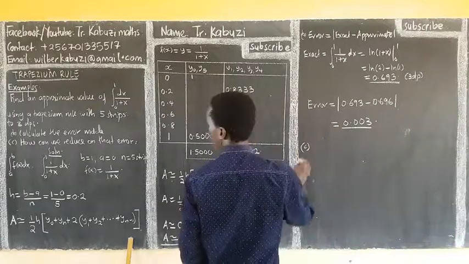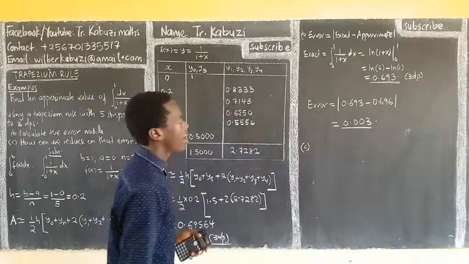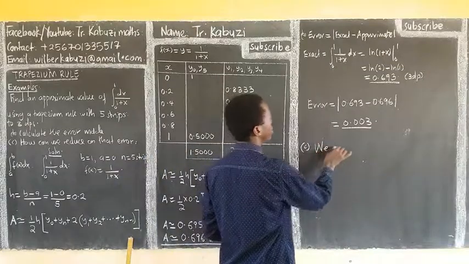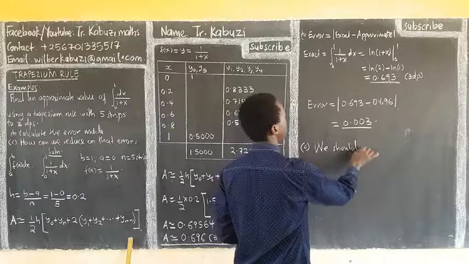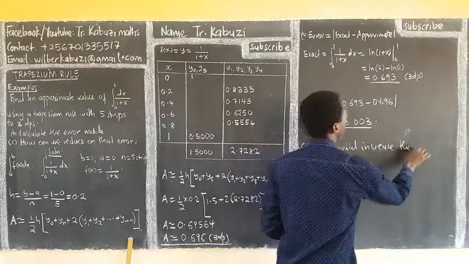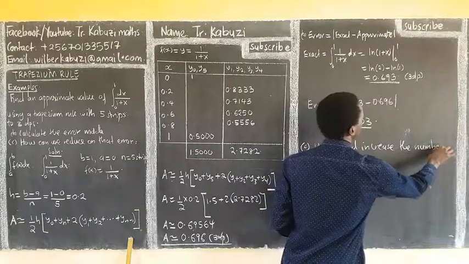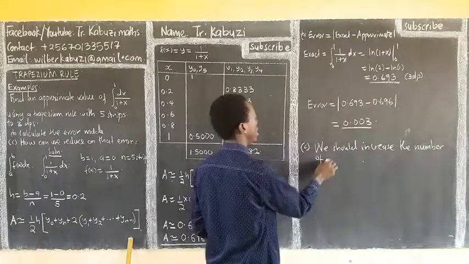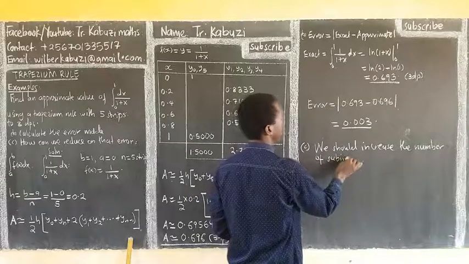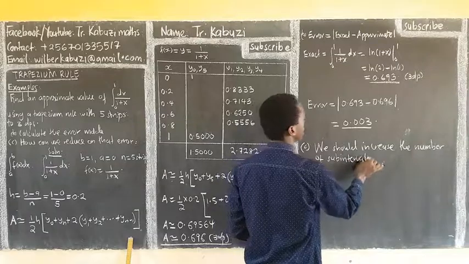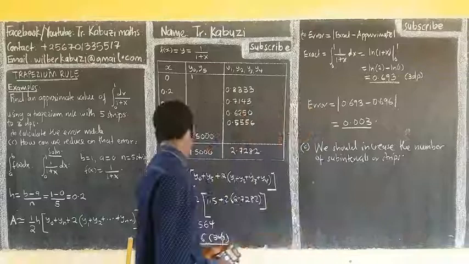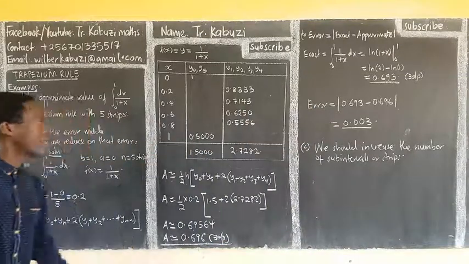Then part C, how can we reduce that error? To reduce that error, you just increase the number of sub-intervals or strips. Sub-intervals or strips. So you have everything there, and that's how we can answer the question.